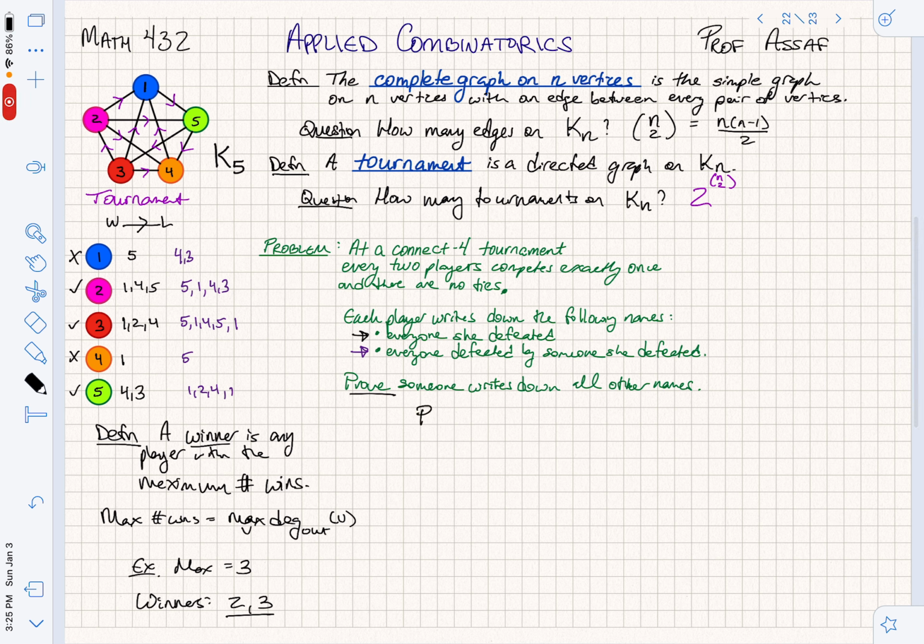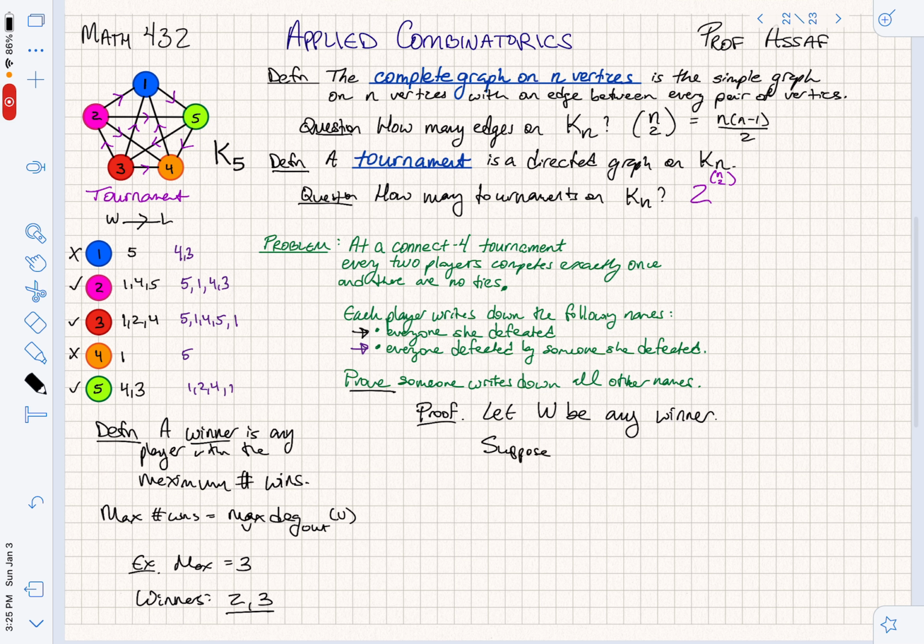So let's write down a proof. How would we prove this statement to get us a little more comfortable with tournaments? Okay, so I'm going to let W be a winner. Be any winner. For example, it could be number 2, okay? And suppose that some player P is not on either of W's lists. Remember, W makes two lists, a black list and a purple list, okay? Then, what does that mean? That when P played W, who won? Well, P's not on W's list, so we must have had this: P beat W.